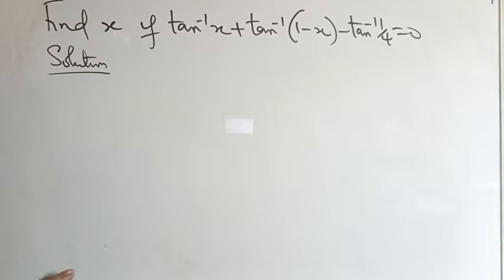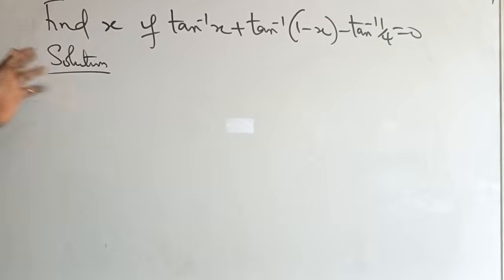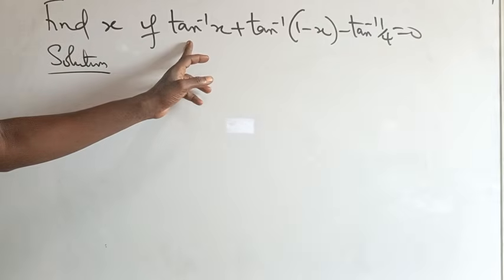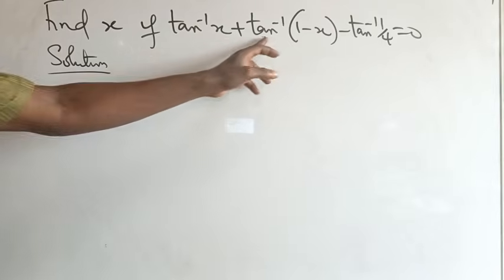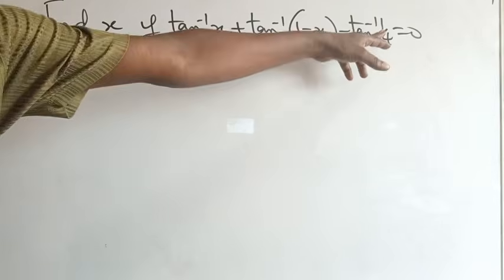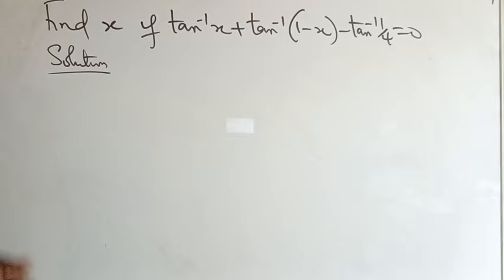Everyone, let us solve this problem from geometric ratios. We want to find the value of x. If the inverse of x, that is tan inverse of x, arctan x plus arctan (1 minus x) minus arctan 1 over 4 is equal to 0.